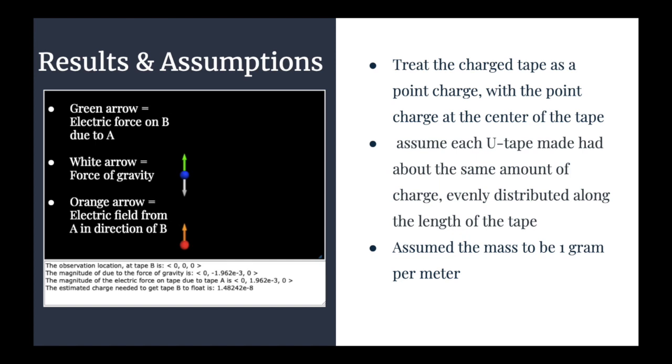Using these assumptions and physics concepts, I was able to use the U-tape and find the excess charge on the U-tape that I created.